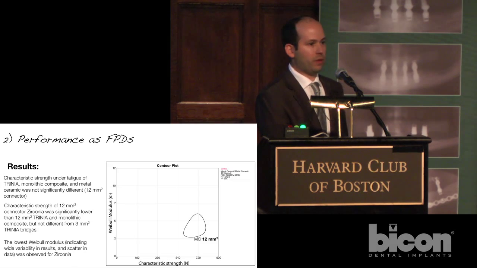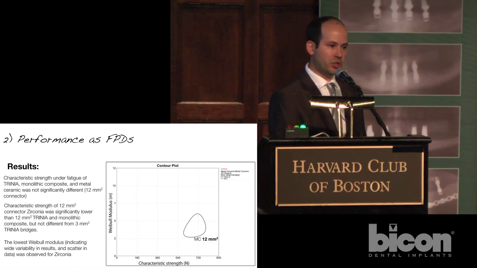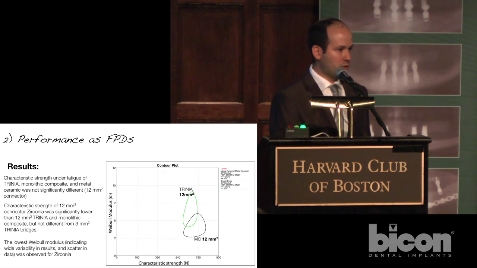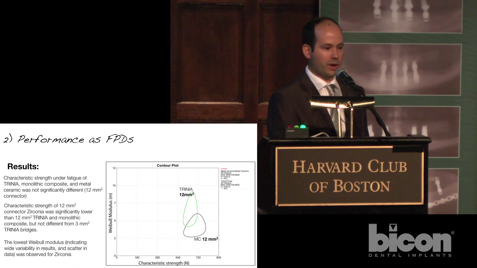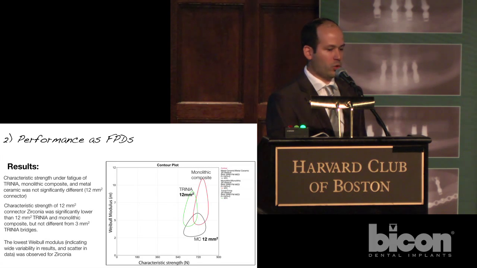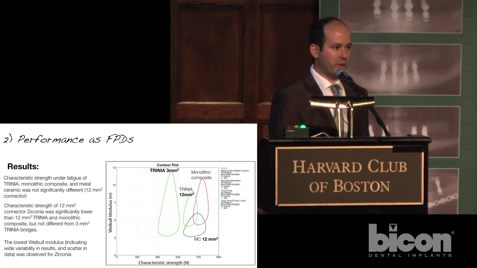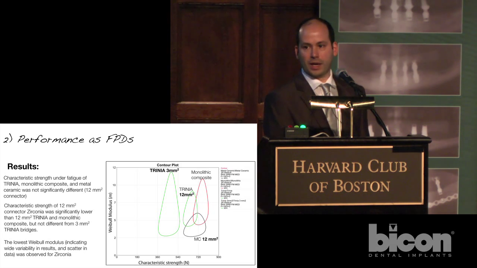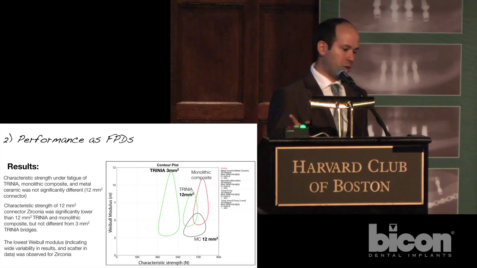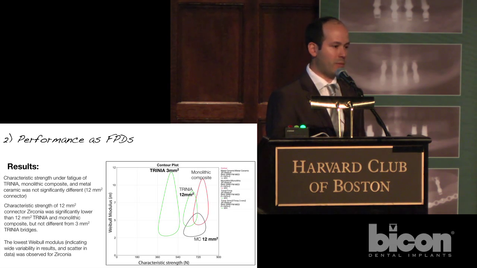So in terms of strength, if we put all of them in this chart, going from our gold standard, metal ceramics at 12 square millimeters, we see that Trinia is not significantly different from them, nor is the monolithic composite. Not surprisingly, if we reduce the connector dimension to 3 square millimeters, and that's a real worst-case scenario, there is a significant decrease in strength, which only happens due to prosthesis flexing during loading.